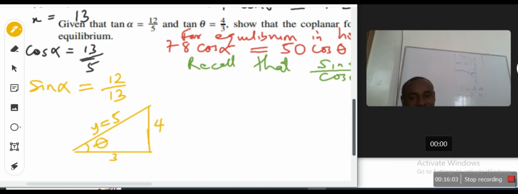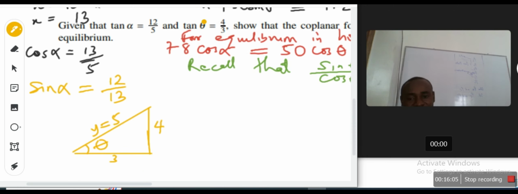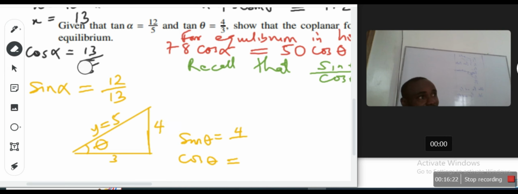Without even wasting time, if that is the case, what is sin theta? Sin theta is 4 over 5. And cos theta is what? 3 over 5. Please, are we all following? Please use it. This is how to do it.